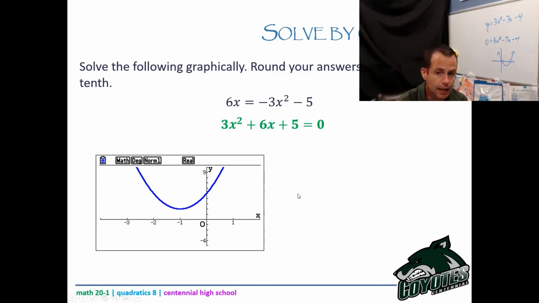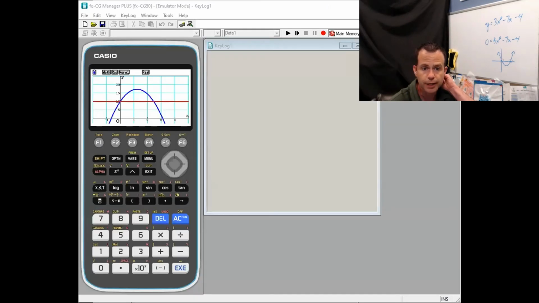Okay, now if you didn't want to do it that way, the other way you could do that is you could put this as y1, just 6x as y1, and -3x squared minus 5 as y2. So I will bring up the calculator and just show you that you could do that as well.